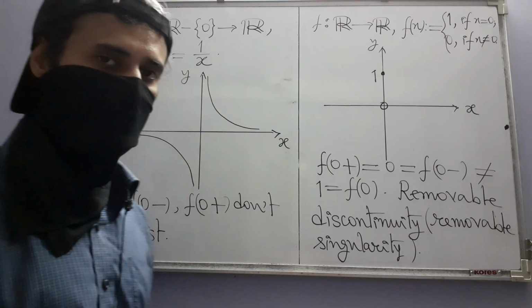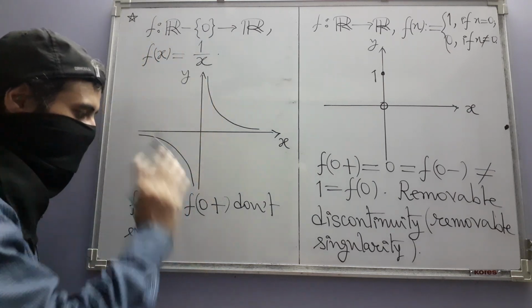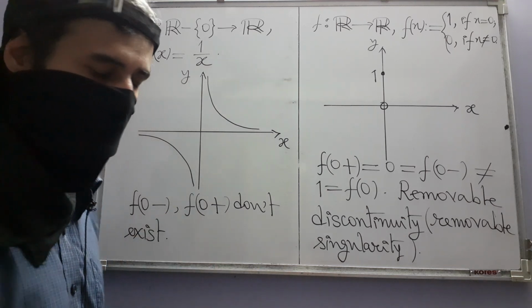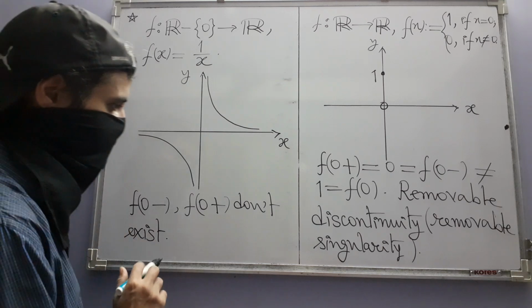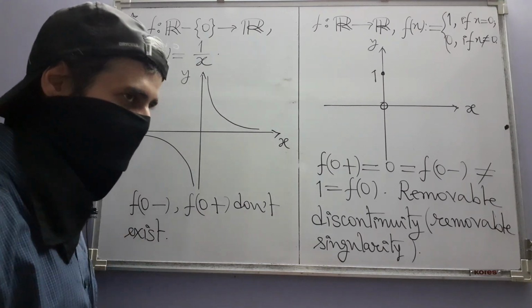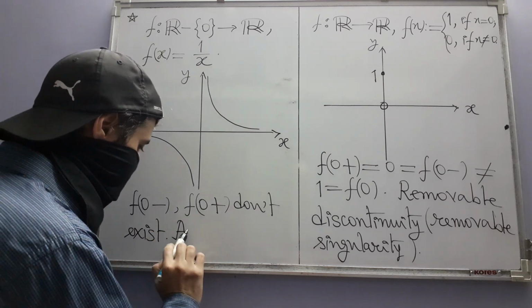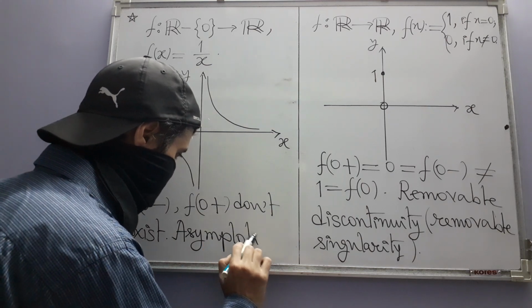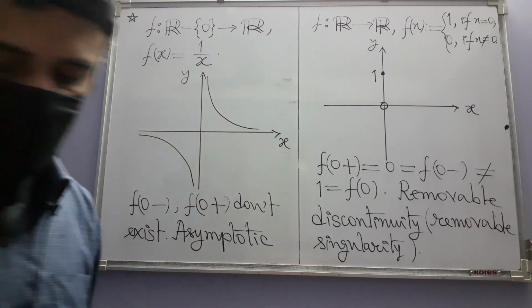So how can the function be continuous? Because continuity demands, we have just now seen, that both the limits exist and they be equal to the functional value. And this kind of discontinuity also has been given a name by the author, or it's a standard term, I don't know. Asymptotic discontinuity or singularity.